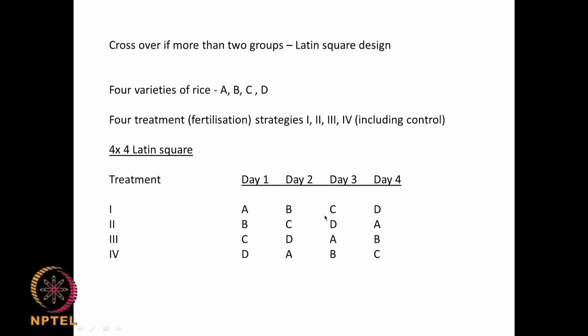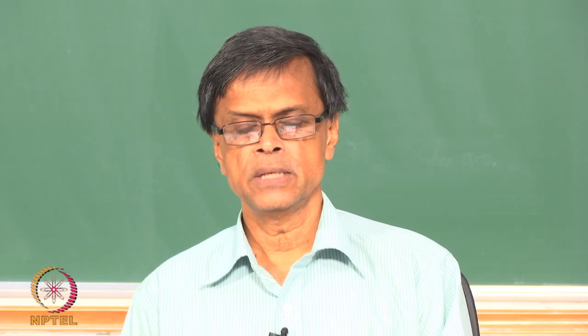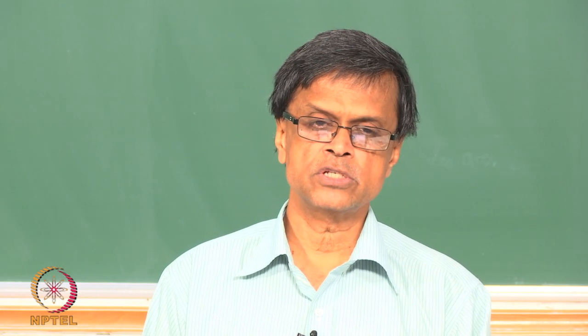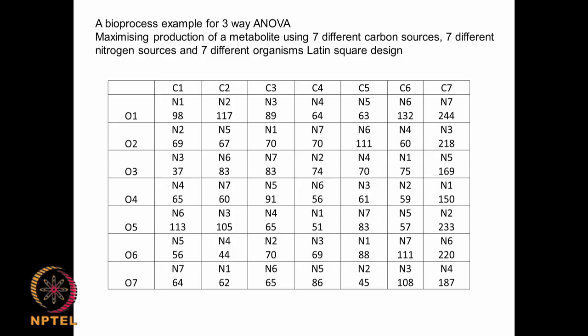Okay, and it is called a Latin square design. We are varying 3 variables. One is the carbon source, another is the nitrogen source, another is the organism. So, although there are 7, 7, 7, we are not doing 7 into 7 into 7 experiments, we are doing only 49 experiments.